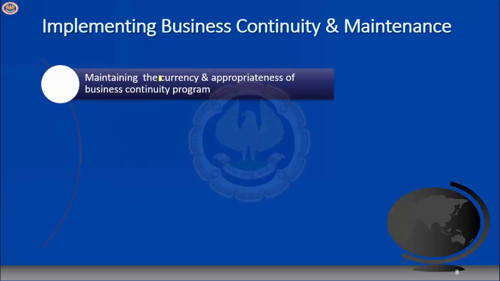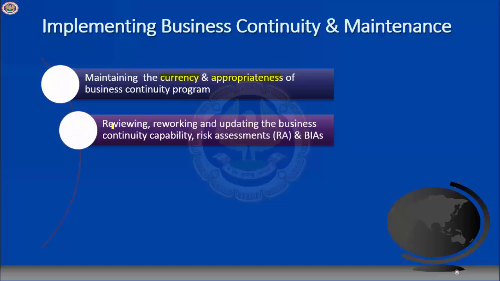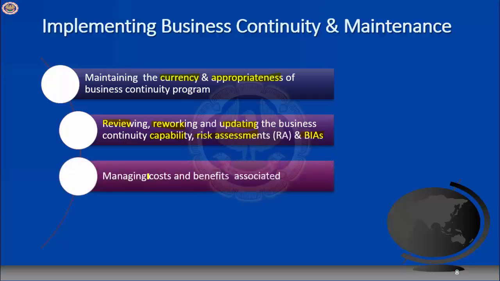It's important to ensure that the business continuity plan is current, which means it's up to date. Otherwise, an outdated business continuity plan really doesn't meet the business requirements. It has to be appropriate. You need to review and rework the business plan and update it on a continuous basis based on the tests of the business continuity, the business capability of the organization, the tests of the risk assessment, and also the business impact analysis. You manage the costs and benefits because implementing any business continuity plan will always require certain costs.